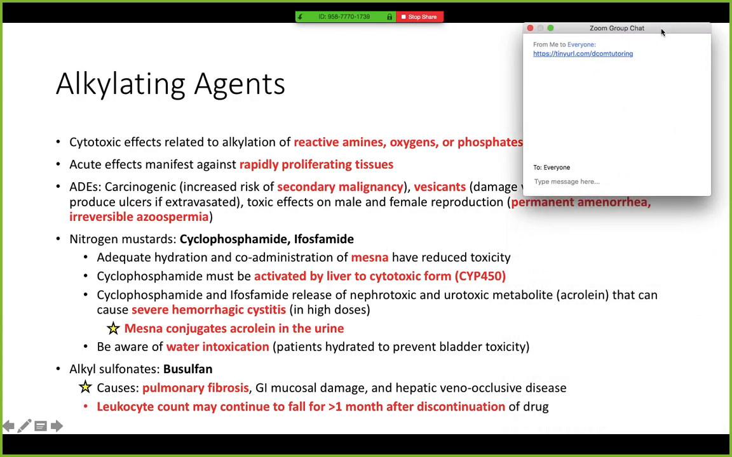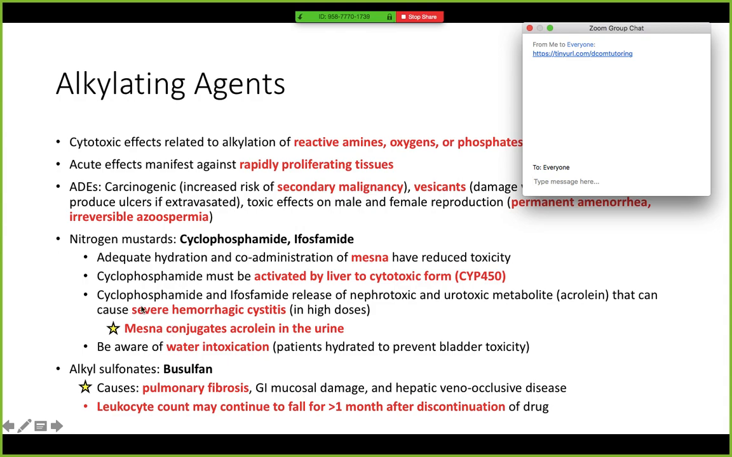And the examples that she gave are cyclophosphamide and ifosfamide, and then busulfan. The big thing to know here is definitely the risk for pulmonary fibrosis. So your two drugs that are cytotoxic to the lungs or have pulmonary toxicity are going to be busulfan and bleomycin. But back to cyclophosphamide.